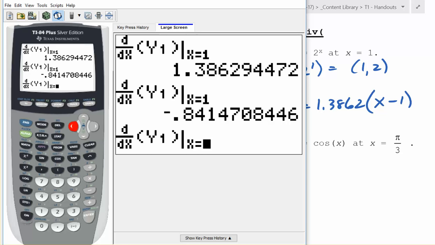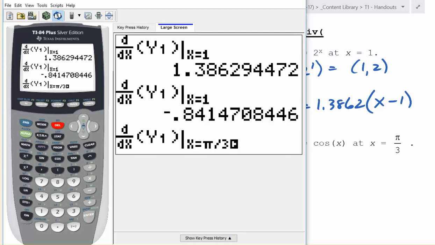Instead of 1, what do I put in? Pi divided by what? 3? What'd you say? It's Y1, because I changed y1, so it's calling a different function.